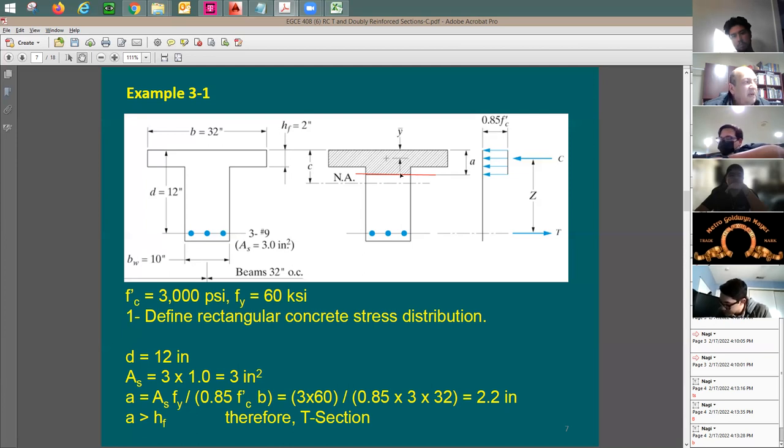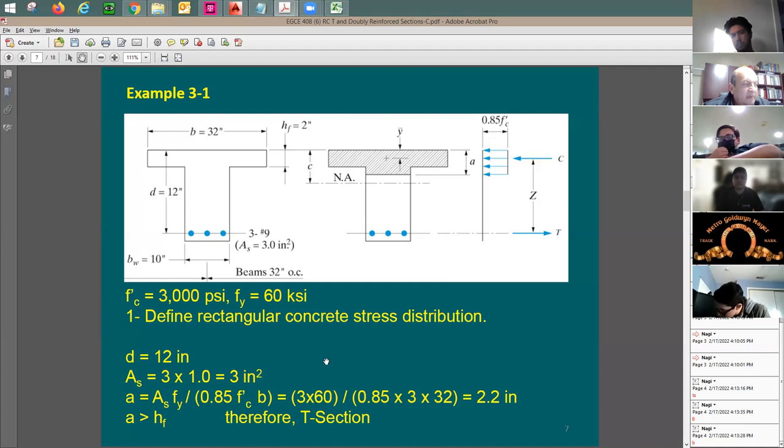You know what? If my number would have been less than 2 inches, like 1.9 or something like this, I'm gonna say, this is just rectangular section. Let me just continue all the analysis as is. I said, okay, good, 2.2 inches.